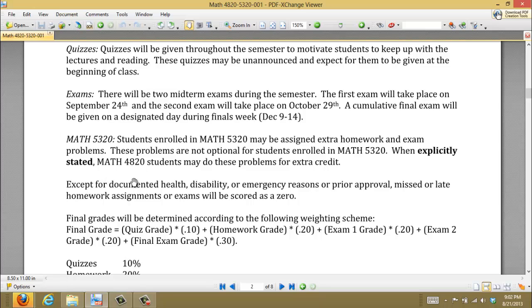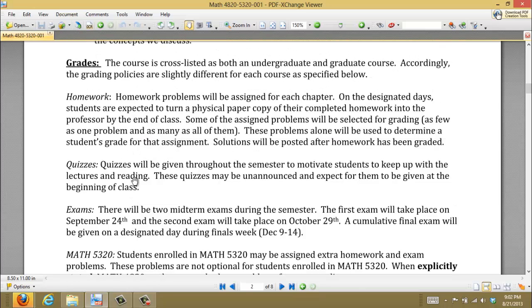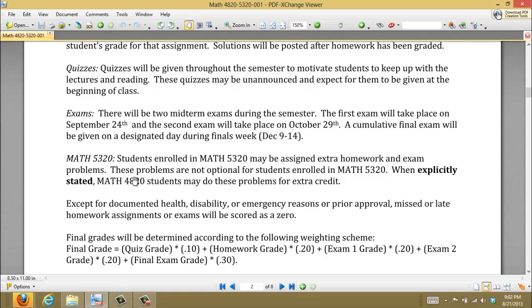I will point out that for any of these, without a documented health, disability, or emergency reason or prior approval, if you turn your homework in late, or you miss a quiz or an exam, it's going to be scored as a 0. Typically, if you let me know beforehand that you're going to be out of town, I'll try to work with you. But if you don't let me know about something and you don't have some dire medical emergency that you can prove, then don't expect to be able to make up an exam, a homework, or a quiz. If you miss it, then you're going to get a 0 for those assignments.